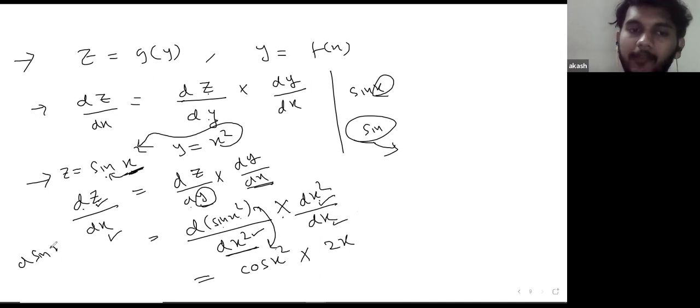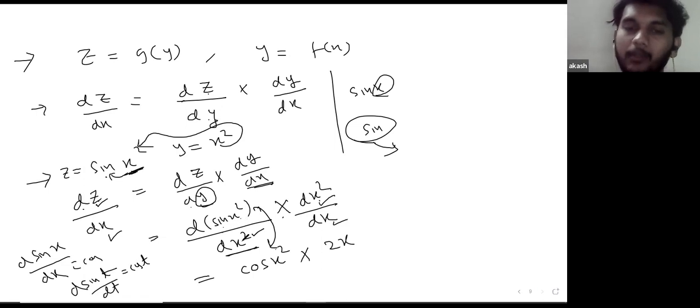We know the differentiation of sine x with respect to x is cos x. The differentiation of sine t with respect to t will be cos t. So the differentiation of sine x square with respect to x square will be cos x square. Is this thing clear or not? For differentiation, we can take dx also or dt also.